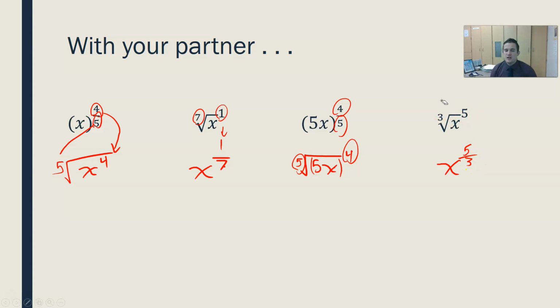Okay? So that's what we're doing in this assignment, in this lesson, we're just changing forms between exponent form and radical form. Because sometimes you'll notice if I'm given something in like this form, it might be easier to simplify or easier to deal with in a radical form, or vice versa. So sometimes it can be handy to change between the two.